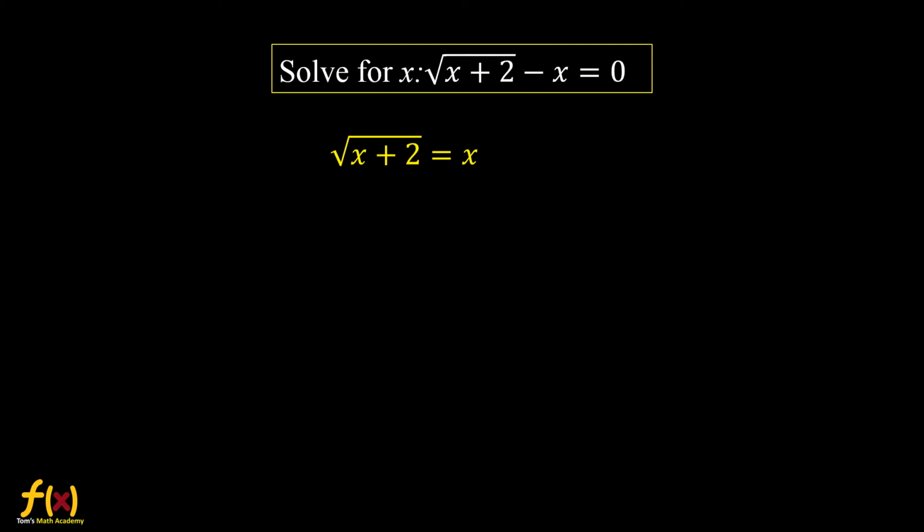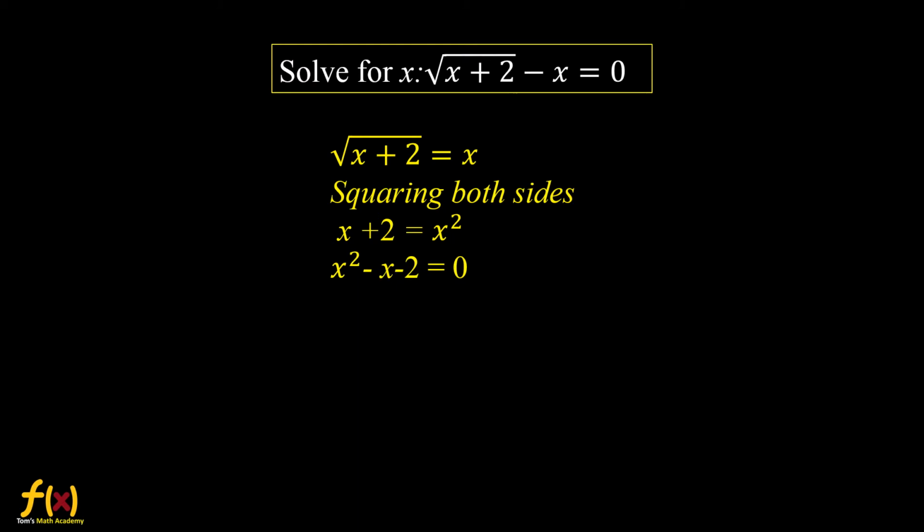Square root of x plus 2 on the left hand side equal to x, with minus x moving to the right hand side. Then we continue squaring both sides. We get x plus 2 equal to x square. Changing into standard form, factorize, and we get x equal to 2 or x equal to minus 1.